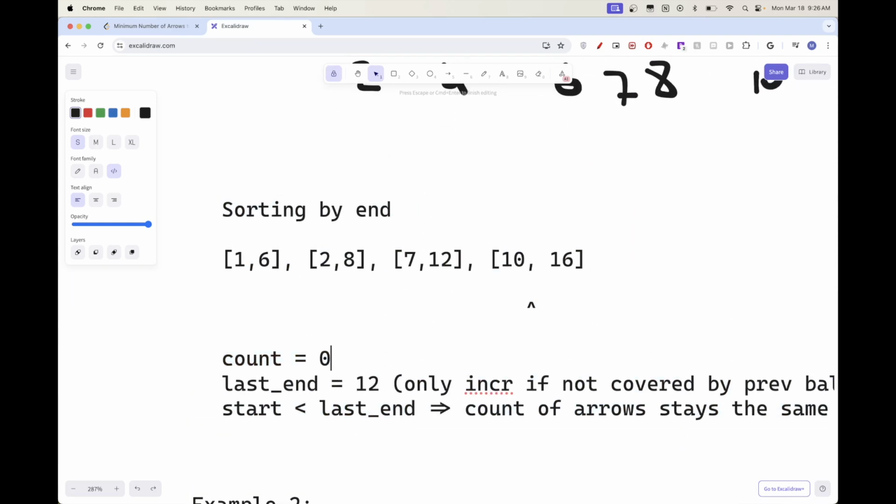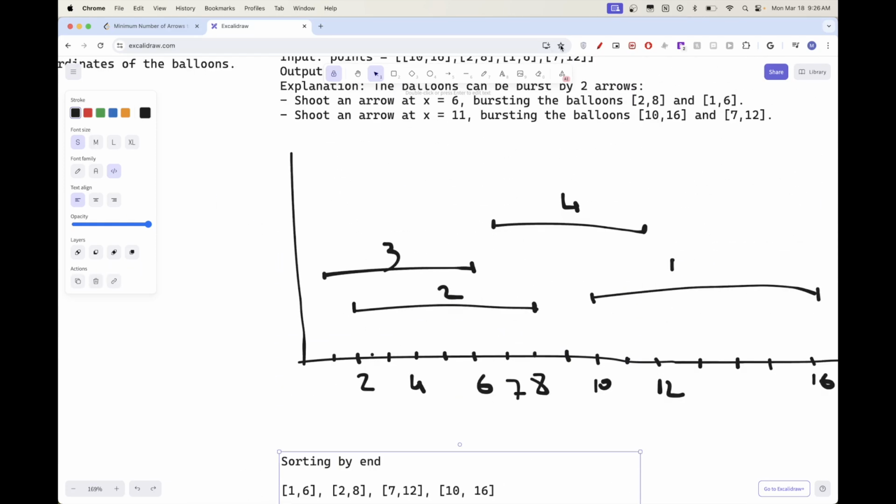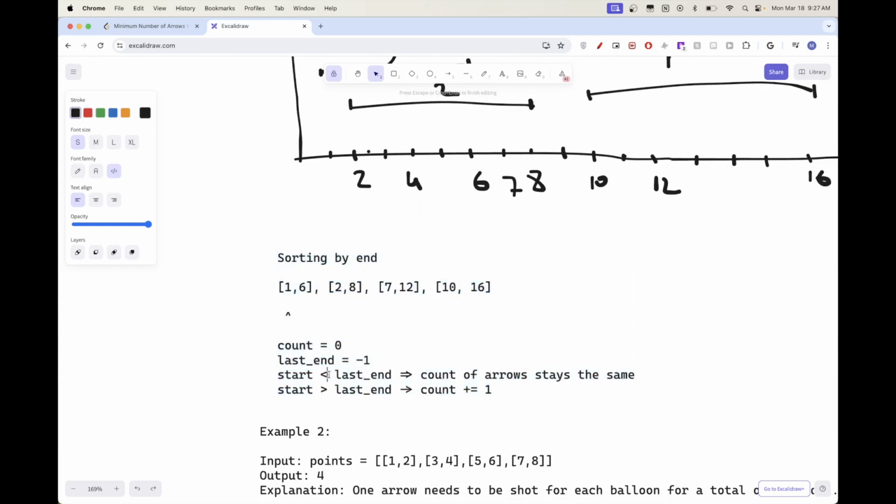So initially, our count is 0. Initially, we are at the first position. And initially, our last end is -1, let's say. And only if start is bigger than the last end position do we increment, because we need a new arrow. Why? Because if the starting position of the new interval is smaller or equal to the last ending position, then that previous arrow just covers it, right? Which is the case here. For example, this start position is smaller than this ending position, and so the same arrow can just burst the 2. Okay, and let's just make sure this is accurate, smaller or equal.